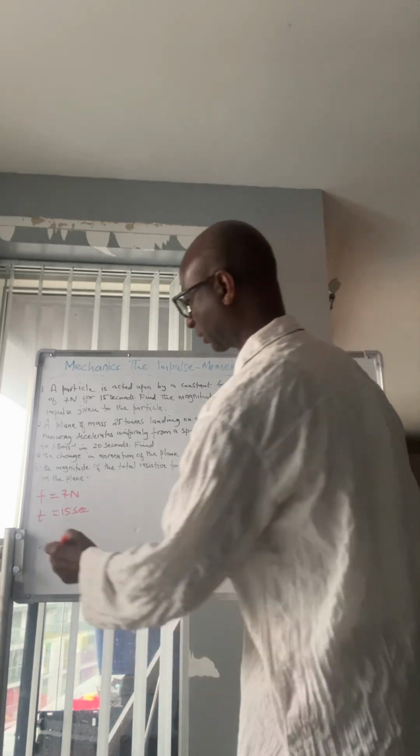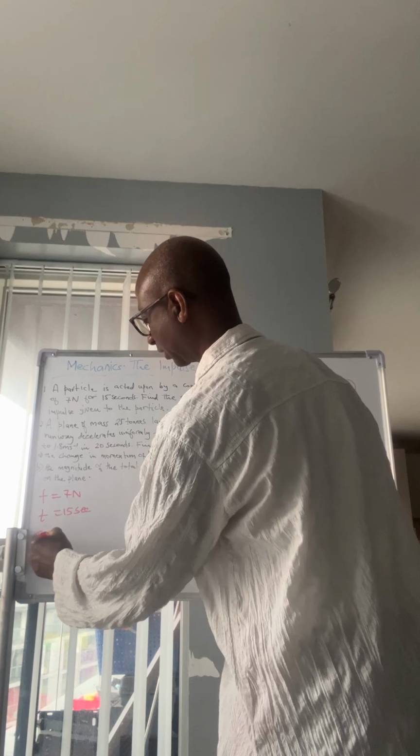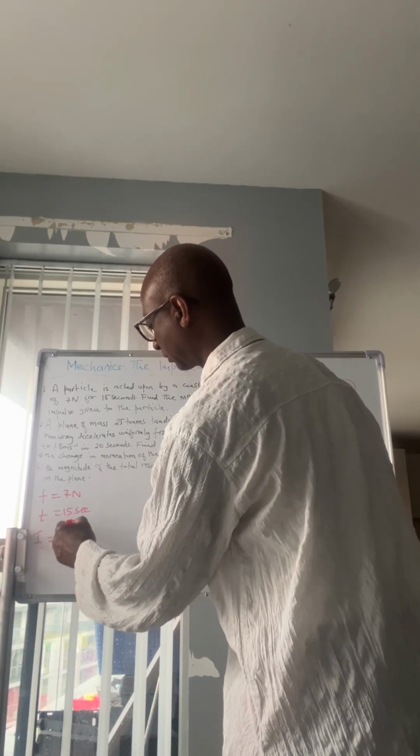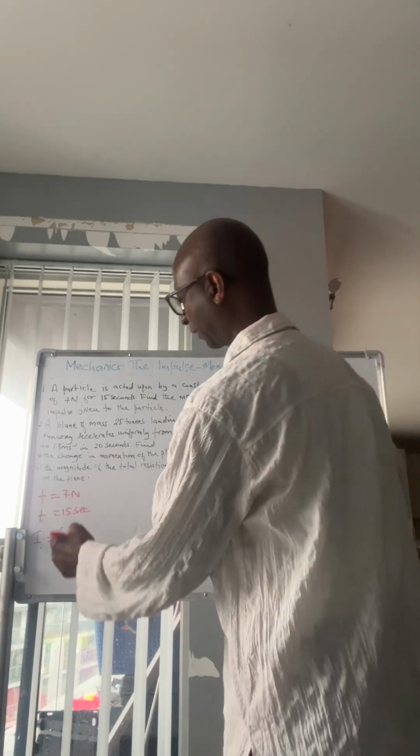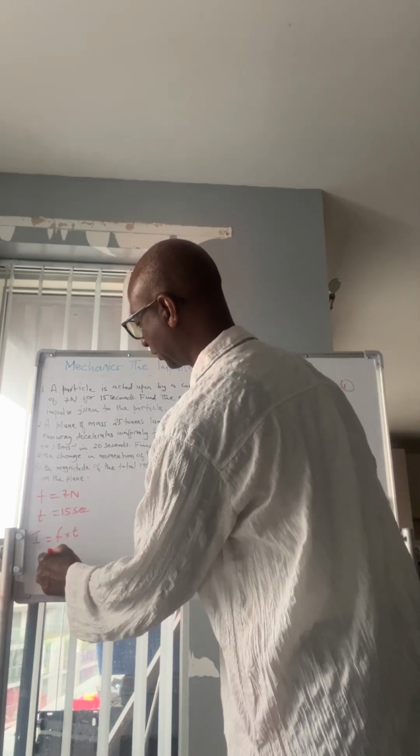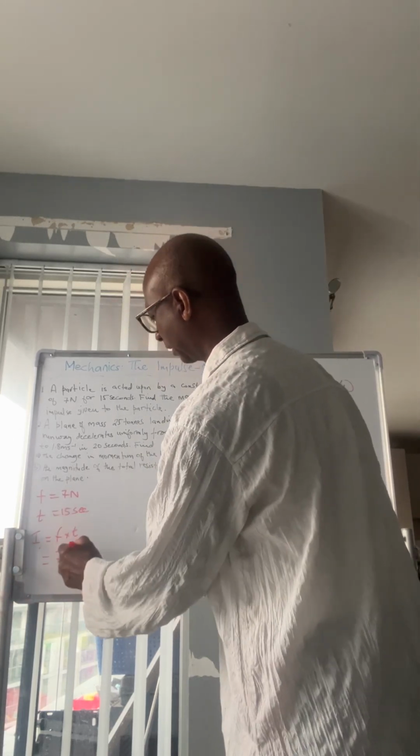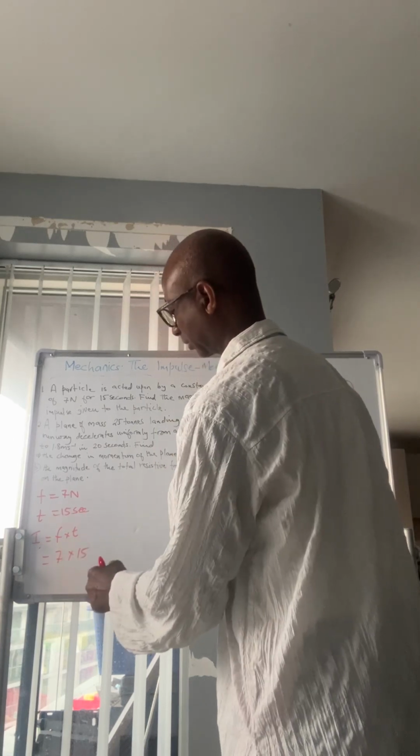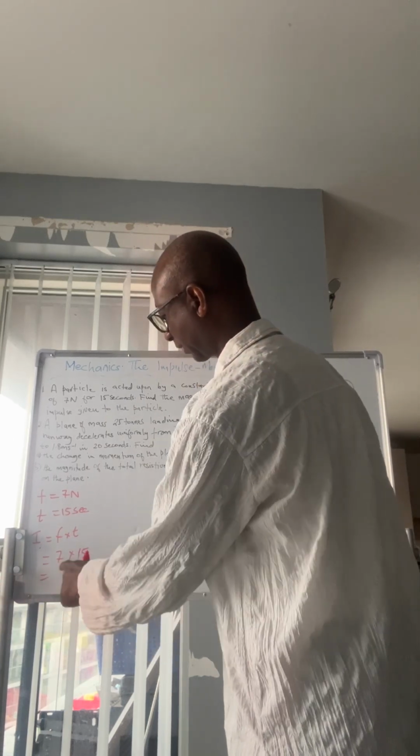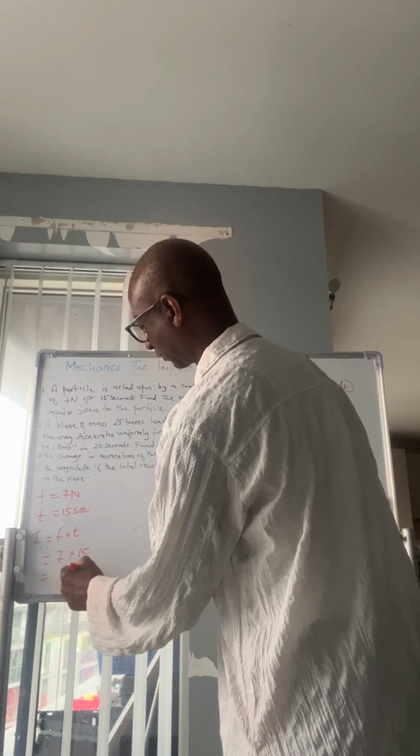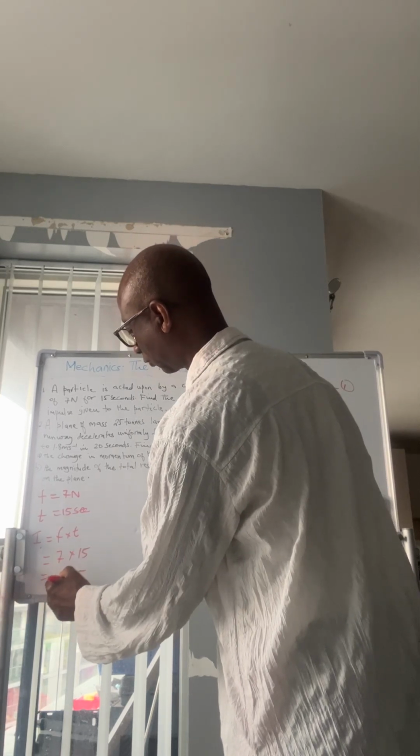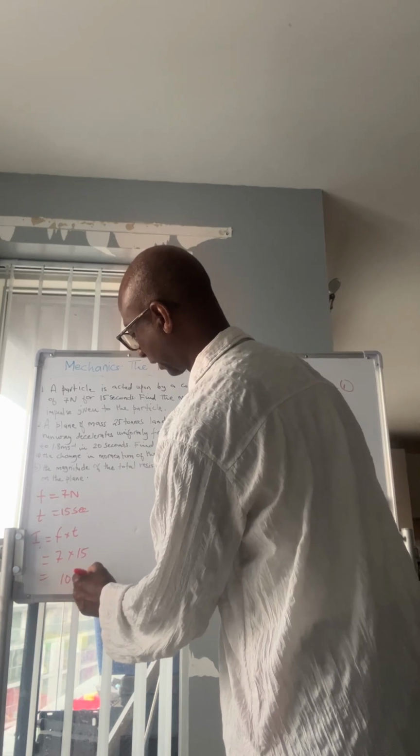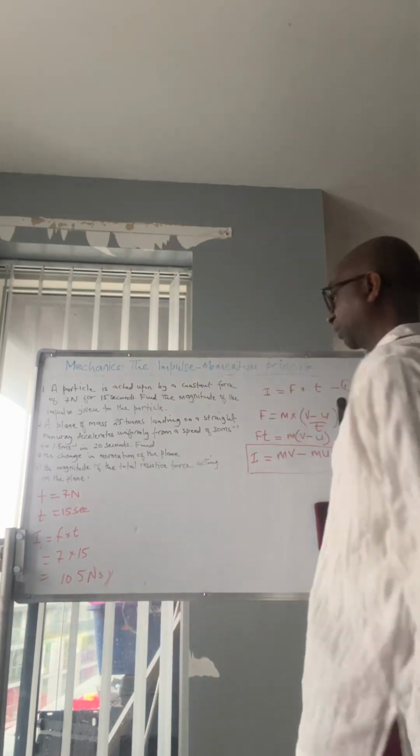You know impulse is equal to F times T. So we have F here, which is 7 newtons, times T, which is 15 seconds. If you multiply this, 5 times 7 is 35, carry 3, 7 times 1 is 7, plus 3 is 10, so 105 newton seconds. This is your final answer for number one.